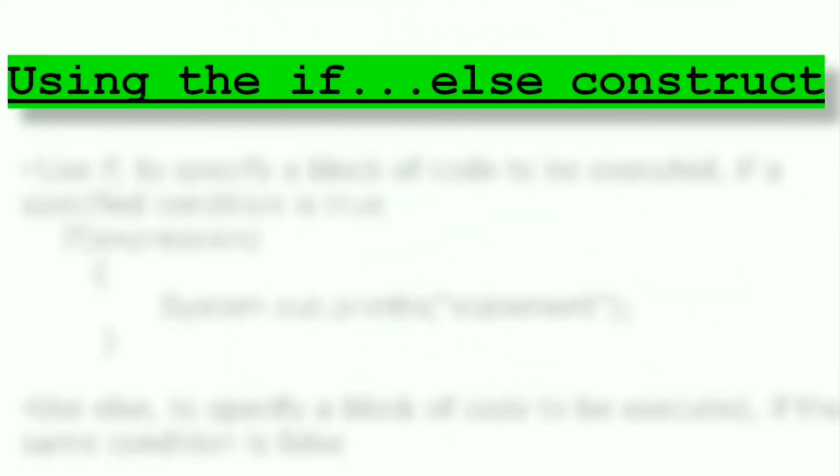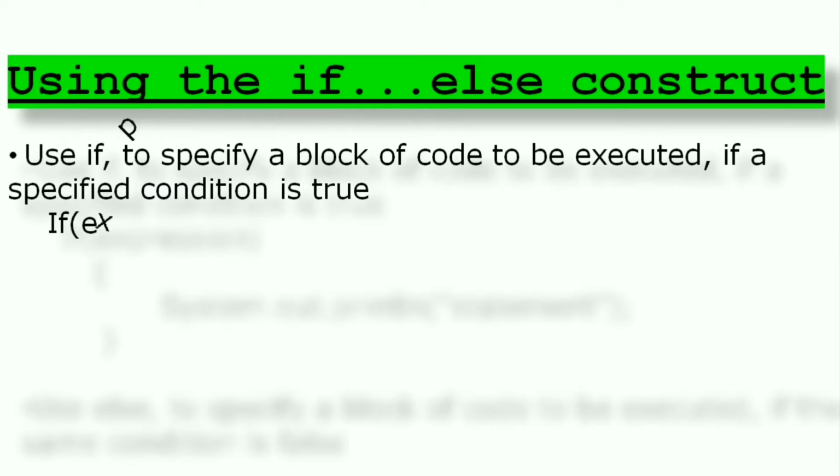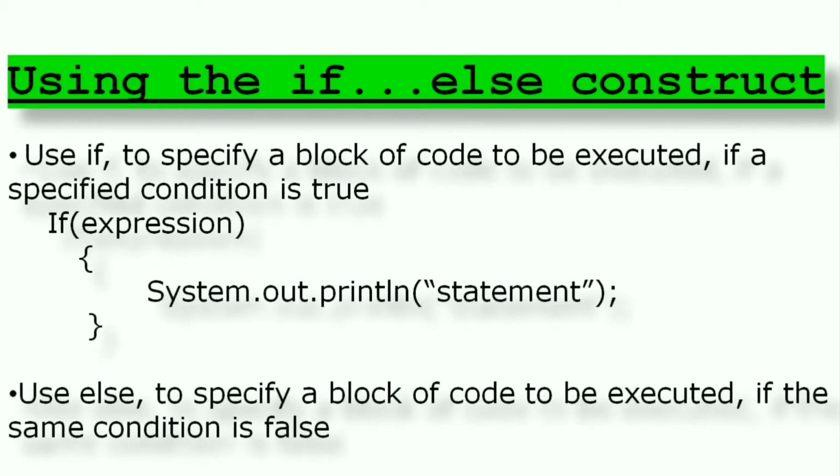Using the if else construct, use if to specify a block of code to be executed if a specified condition is true. If this expression is true, then print this statement. Use else to specify a block of code to be executed if the same condition is false. If this expression is false, then the else statement is printed.